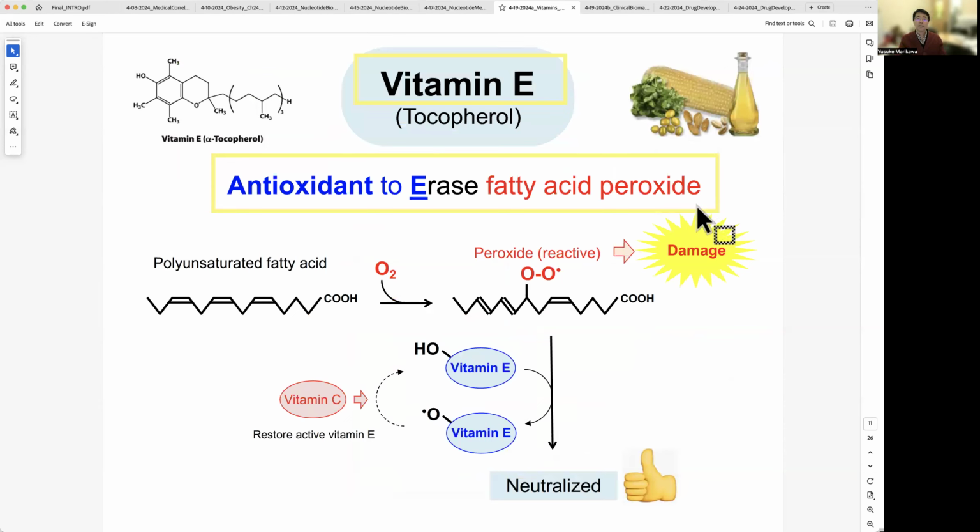What you need to know about vitamin E is that it acts as an antioxidant to eradicate or erase fatty acid peroxide. Vitamin E neutralizes fatty acid peroxide, which is a kind of dangerous, reactive molecule that forms in lipids like this. Vitamin E erases fatty acid peroxide.